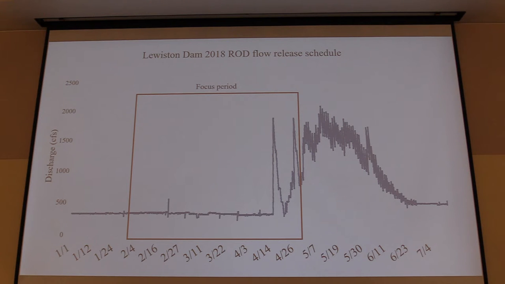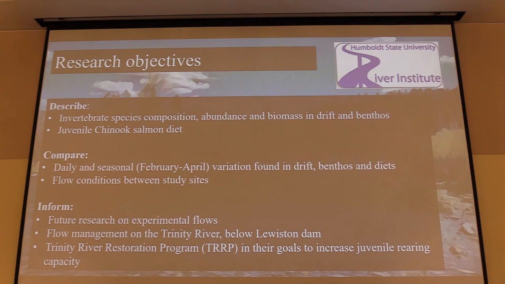The projection of this research is to ultimately study how a natural hydrograph affects benthic macroinvertebrate drift and juvenile diet. Our research objectives include describing the invertebrate species composition, abundance, and biomass in both the drift and the benthos of the Trinity River, which has largely been under-evaluated on the Trinity River, as there's been a whole lot of emphasis on physical habitat restoration for juveniles, but not so much on the productivity level as a source of food. And we also wanted to describe juvenile salmon diet.